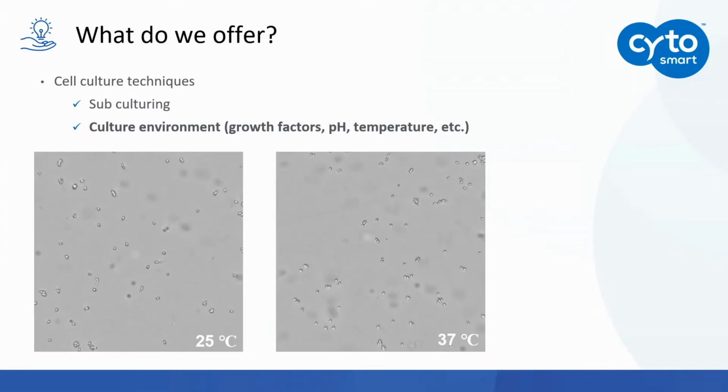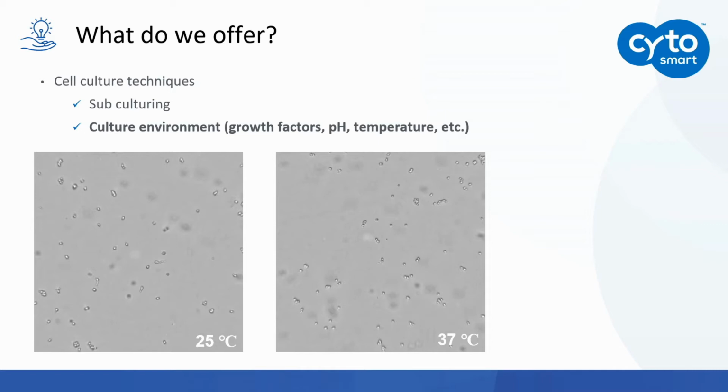And in addition to that, they can also look into the effect of differences in culture environment. So as I already mentioned, for example, the different growth factors that are surrounding the cells, the pH or the temperature of the culture. Because different cells also need different culture environments. So for example, some cells grow better at 25 degrees than at 37 degrees. And in this way, students can see what is the best for their cell type.